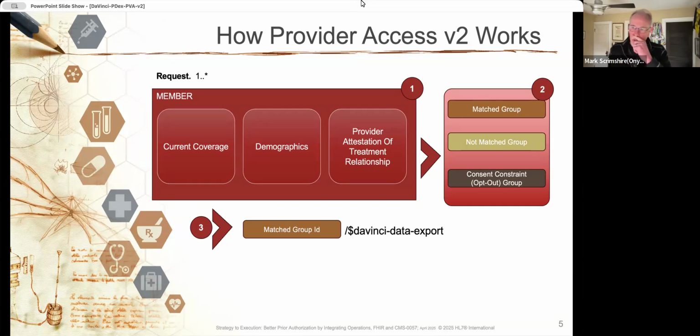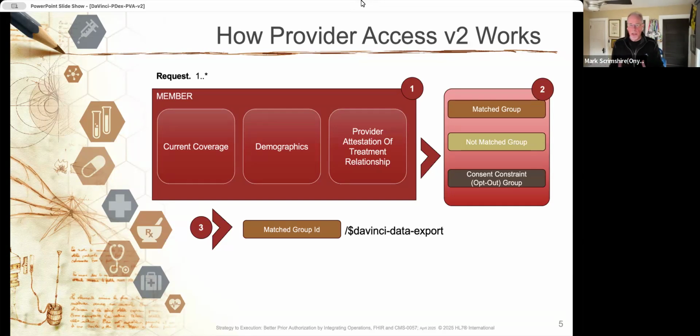That basically goes into a member match function, just like payer to payer, where you're either going to say, yes, I match, this member matches, they haven't opted out. There could be other business rules that the payer is applying to say, yes, I agree there's a treatment relationship. Otherwise, there will be effectively a not matched or a consent constraint group. The opted out group is really the consent constraint. So the only resource that really needs to be instantiated in the server is the matched group.